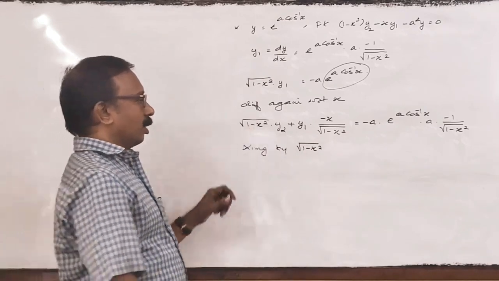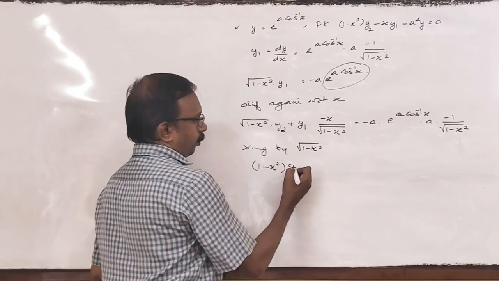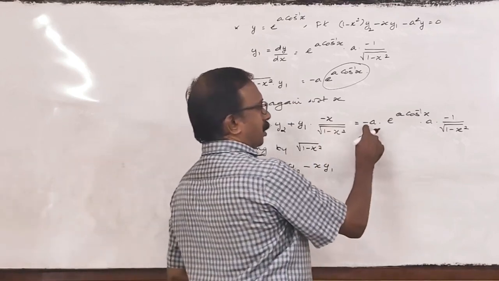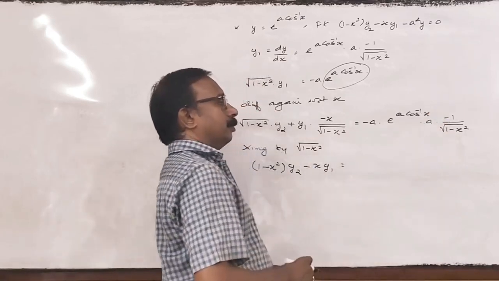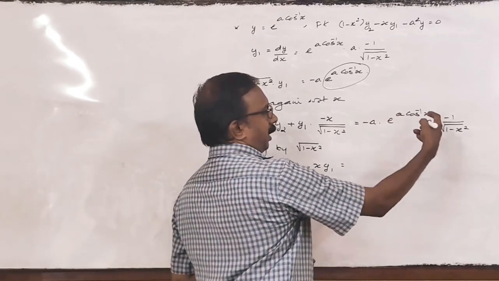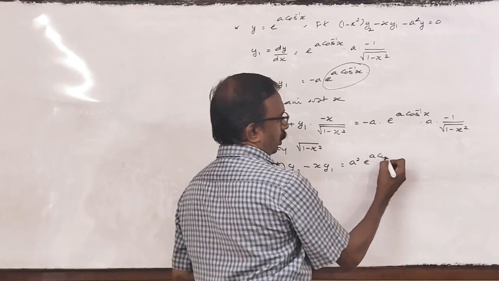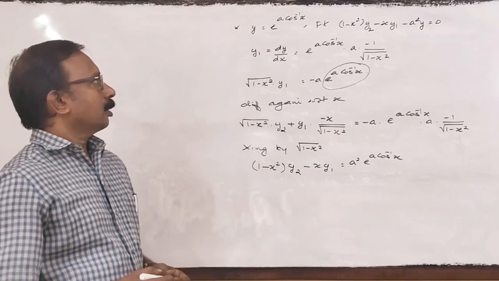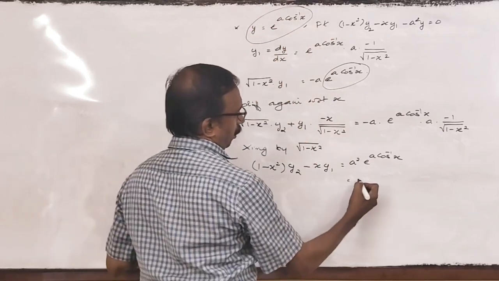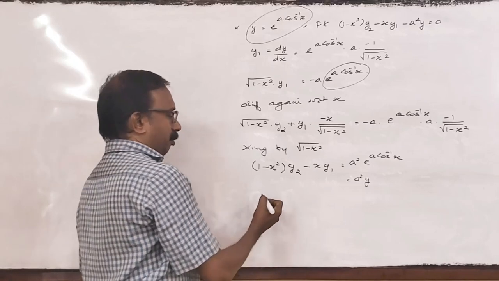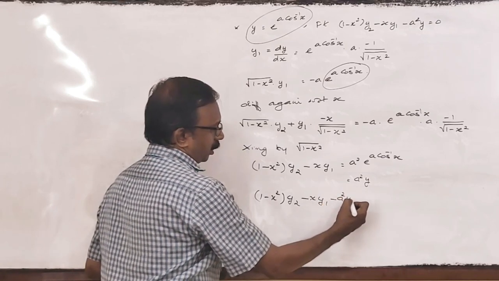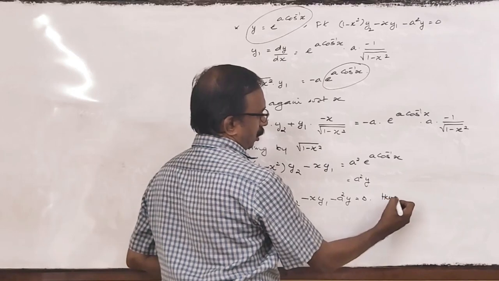So root 1 minus x square into root 1 minus x square gives 1 minus x square into y2, minus x y1. Here it becomes minus into minus, plus. The denominator cancels, now a square e raised to a cos inverse x is a square y. So it becomes a square y, and it implies that (1 minus x square) y2 minus x y1 minus a square y is equal to 0. Hence proved.